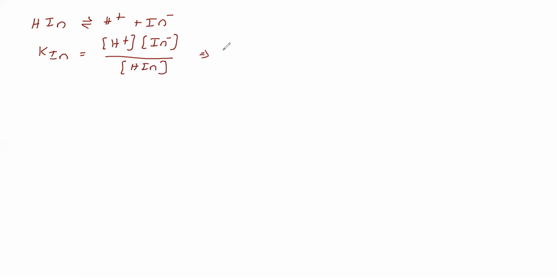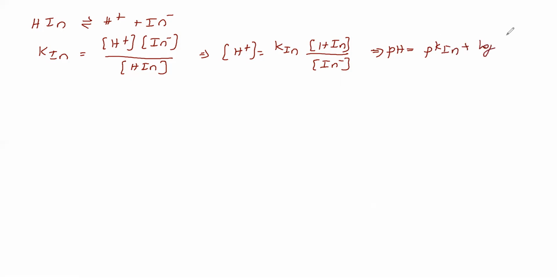Then we can write the concentration of H plus is equal to K indicator constant into HIn by In minus. Then we will take pH for this. So pH is equal to pK indicator plus log of In minus concentration by HIn concentration. Like this we can write.